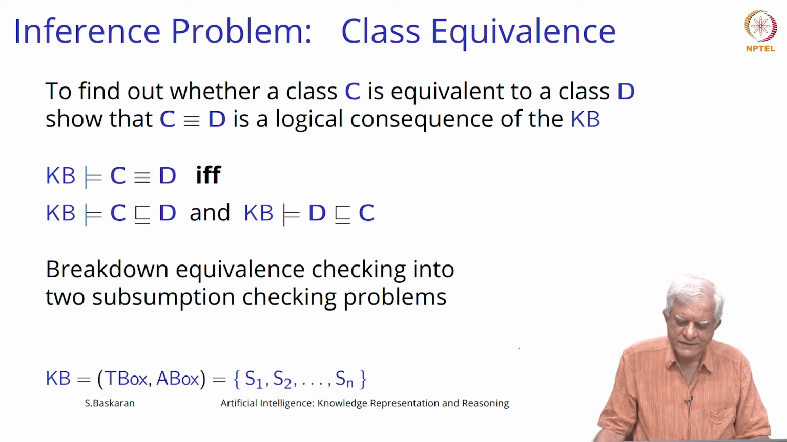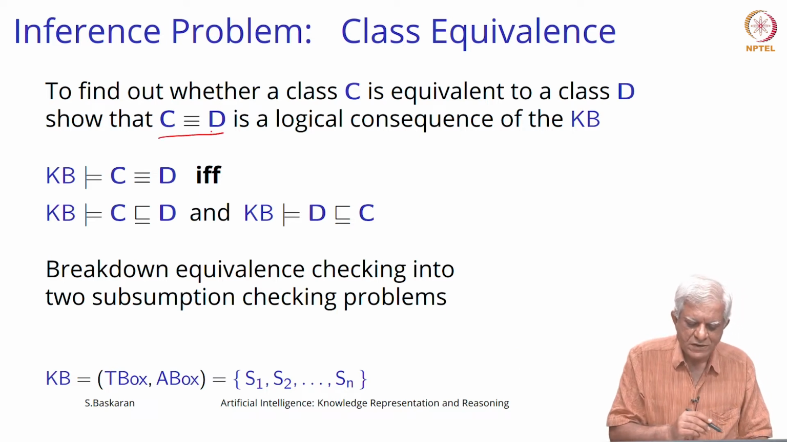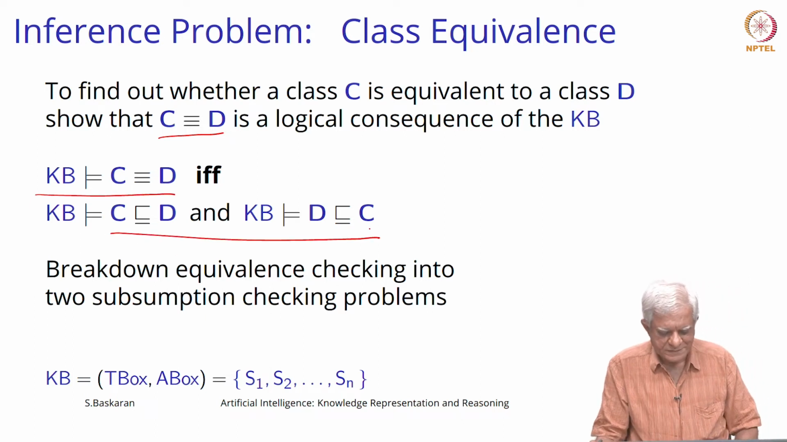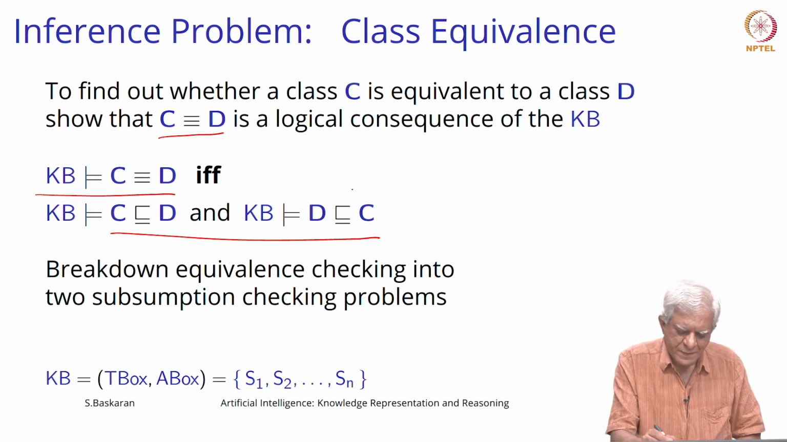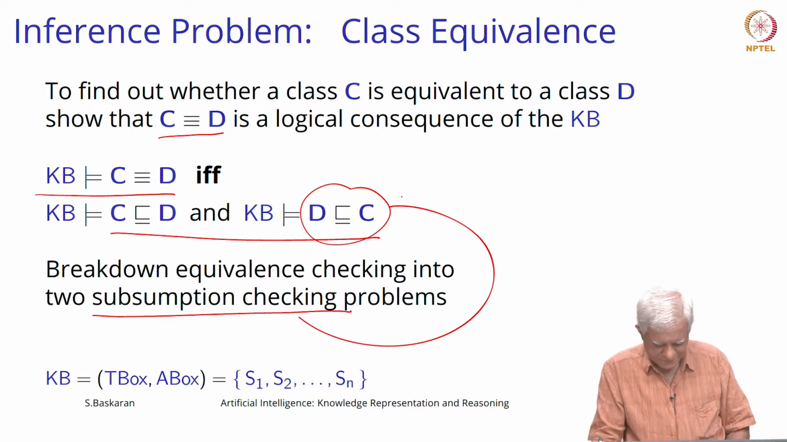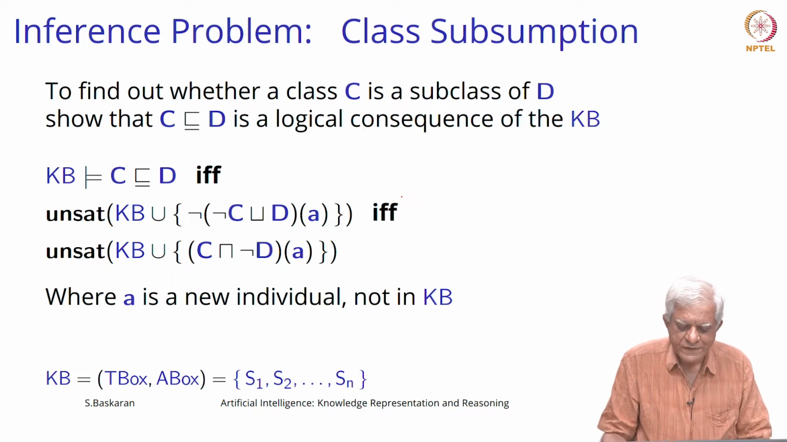To find out whether a class C is equivalent to a class D, show that this is a logical consequence of the KB. So, this is true if both these things are true. We have already said that. We break it down into subsumption checking. So, this problem is called subsumption checking. This is a key thing.